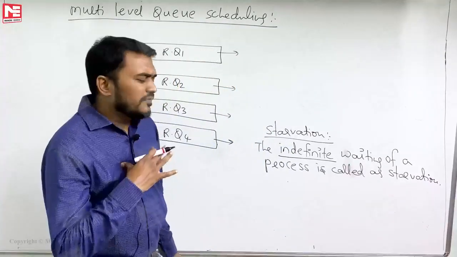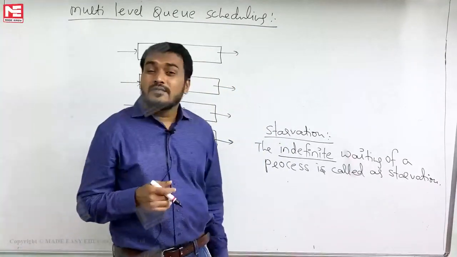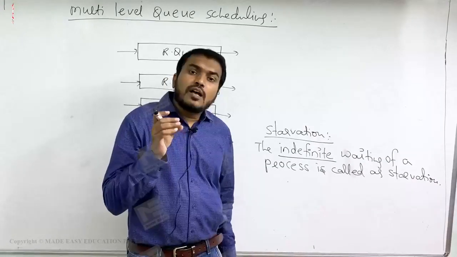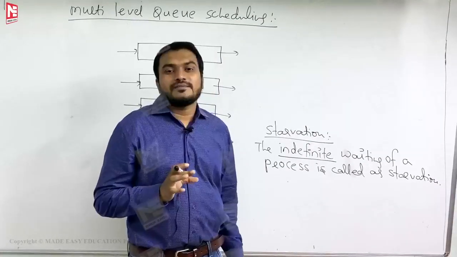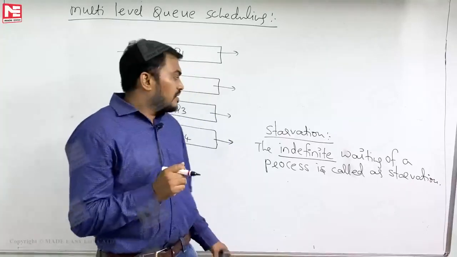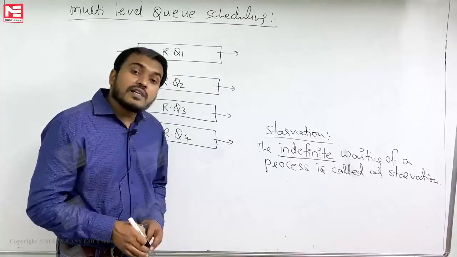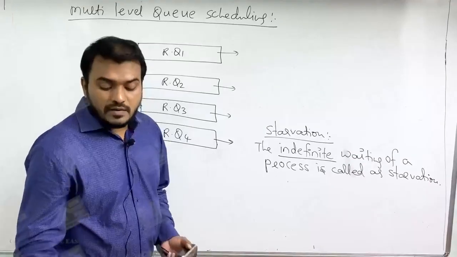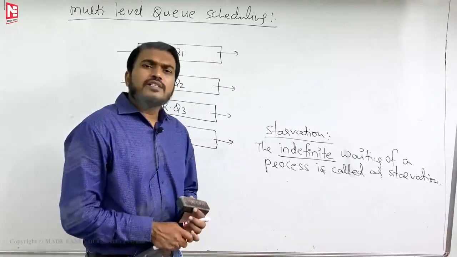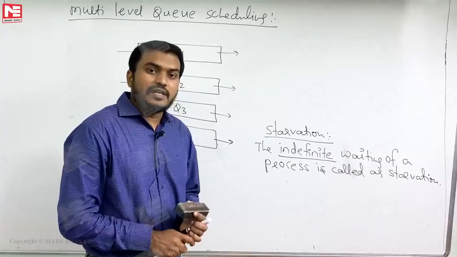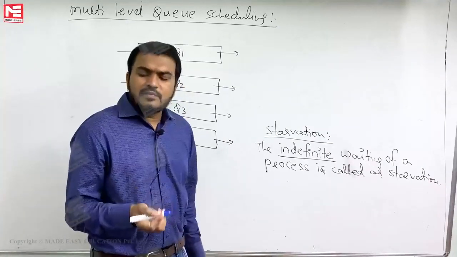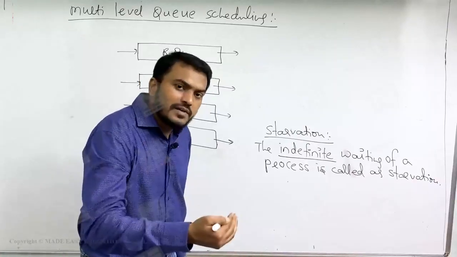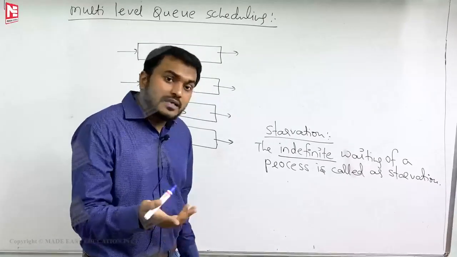What is the meaning of indefinite? Remember, what is the meaning of definite? Definite means you have some specific number. For example, after two processes the process will get scheduled and get a chance to execute. That is called a definite wait. You have a proper definite number: after two processes you get a chance, after four processes you get a chance. That is a definite number.